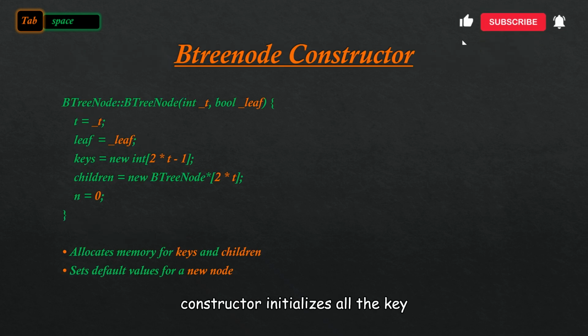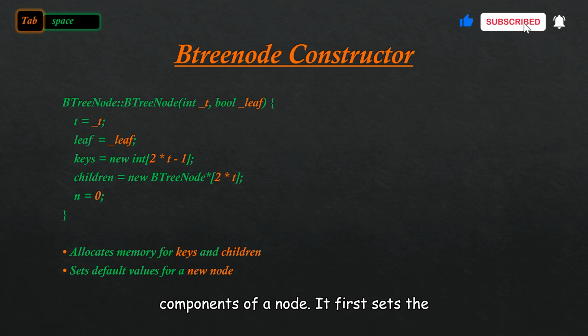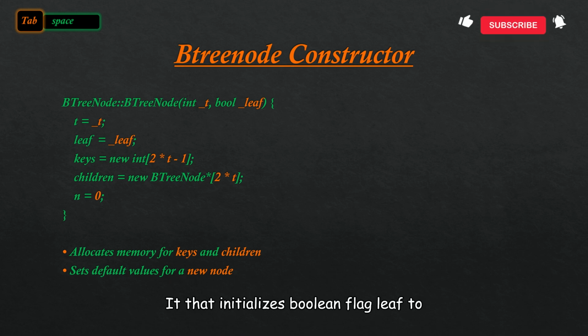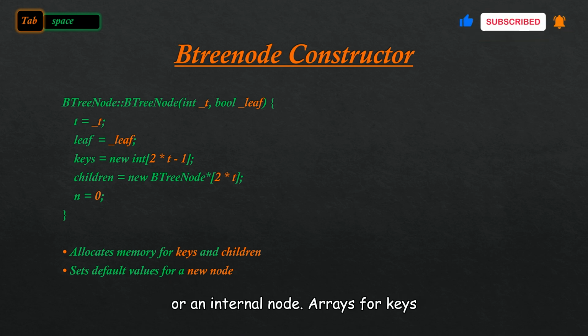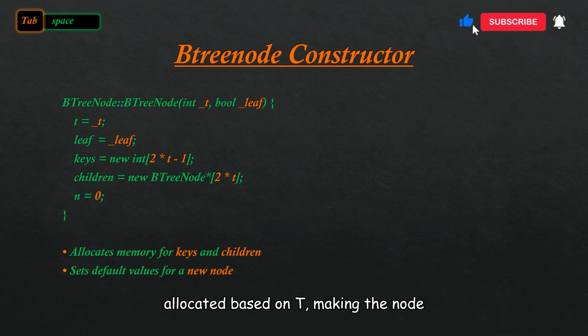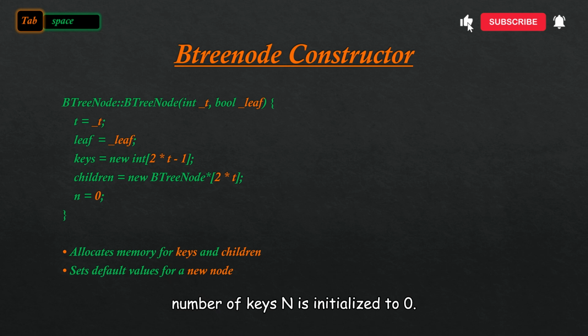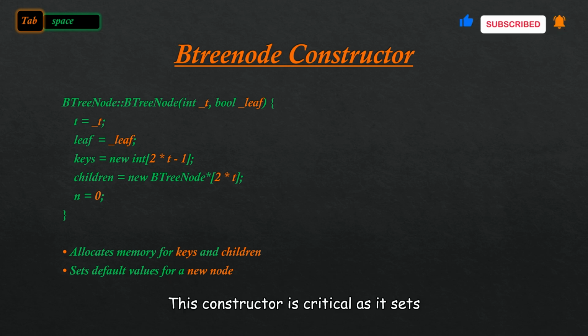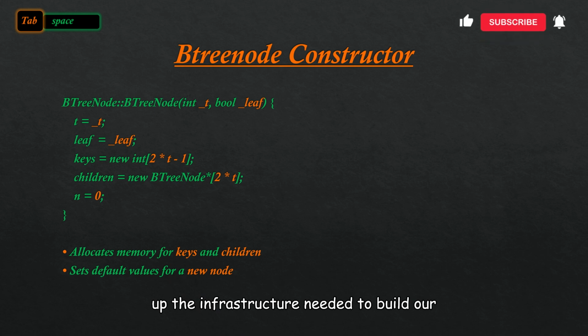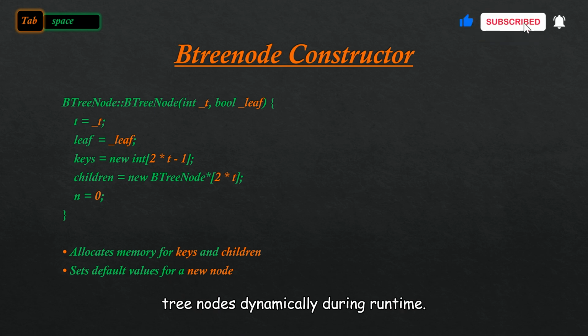The constructor initializes all the key components of a node. It first sets the value of t, which is the minimum degree. Then it initializes the Boolean flag leaf to indicate whether the node is a leaf node or an internal node. Arrays for keys and child pointers are dynamically allocated based on t, making the node flexible in terms of size. Finally, the number of keys n is initialized to 0. This constructor is critical as it sets up the infrastructure needed to build our tree nodes dynamically during runtime.